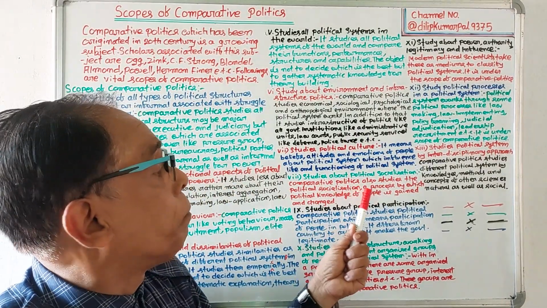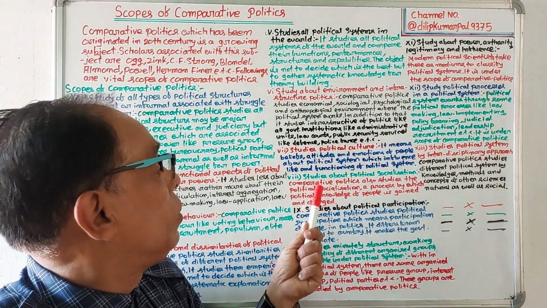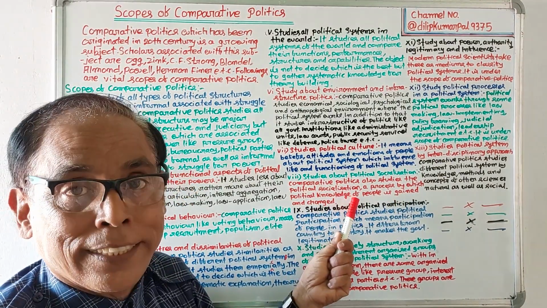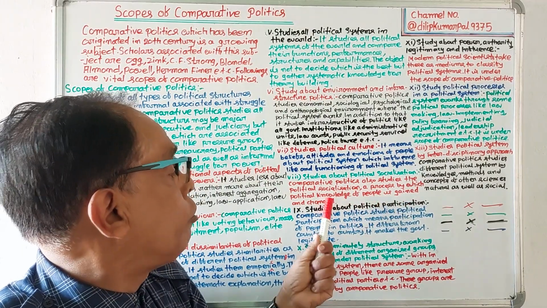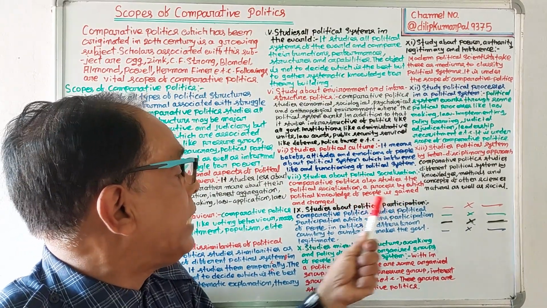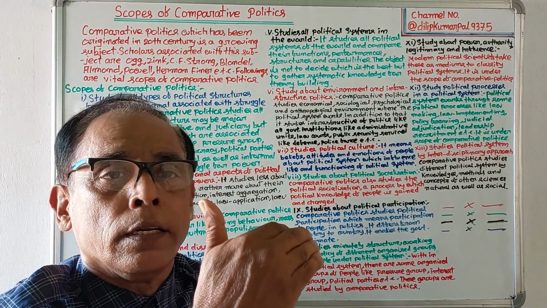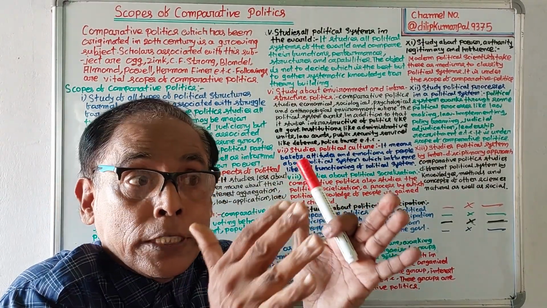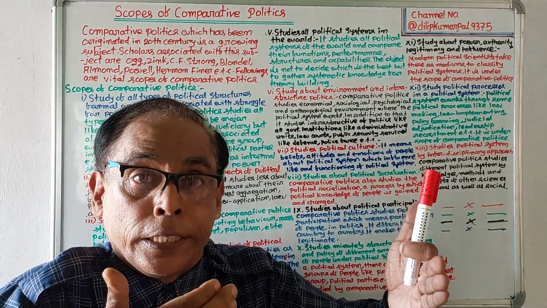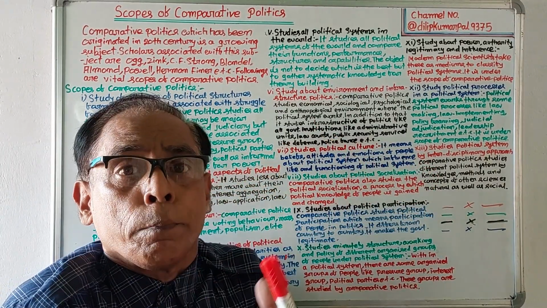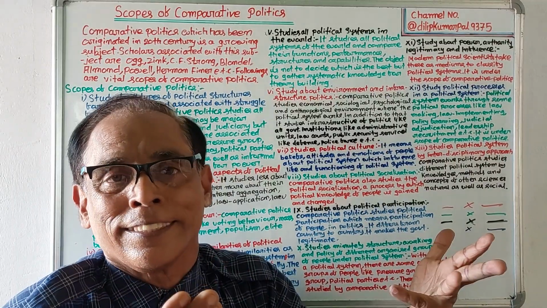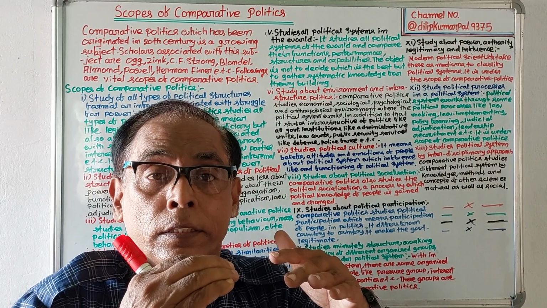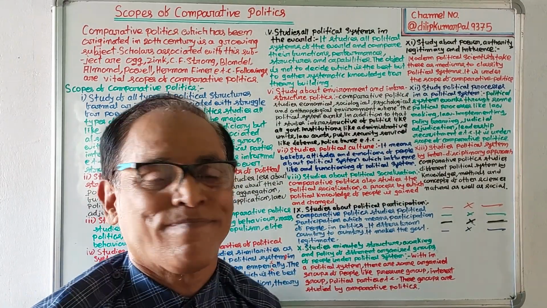Then studies about political socialization. Comparative politics also studies the political socialization, a process by which political knowledge of people is gained and changed. Comparative politics also studies political socialization. Political socialization means it is a medium or process by which political knowledge of people is maintained and changed. It is a medium also by which political knowledge in people is injected.